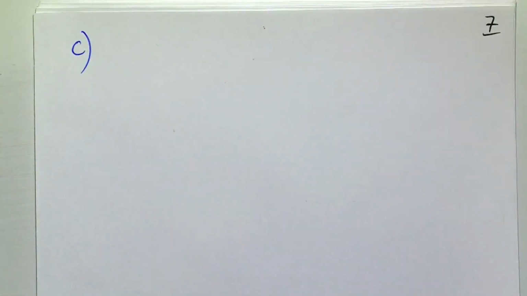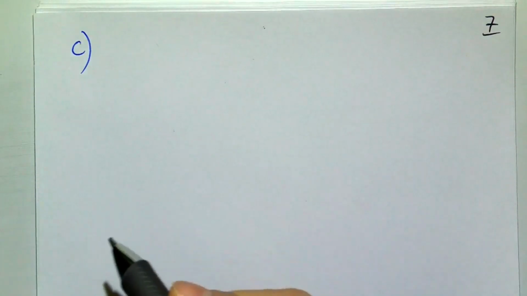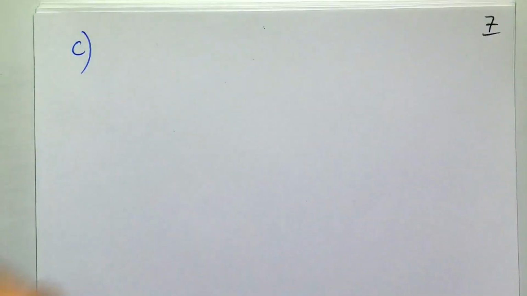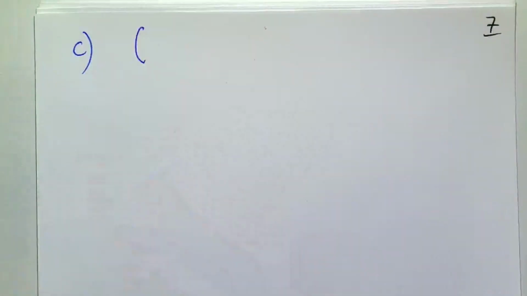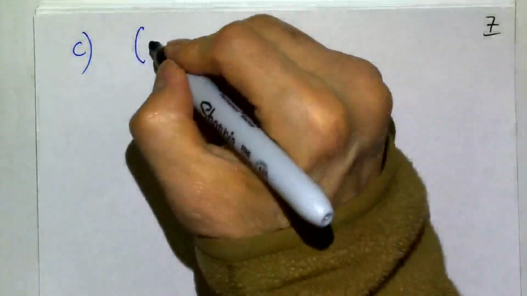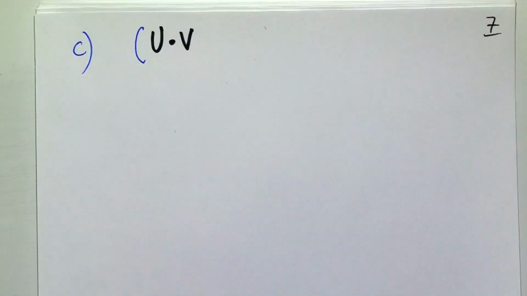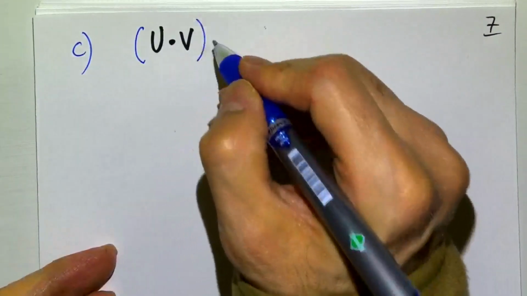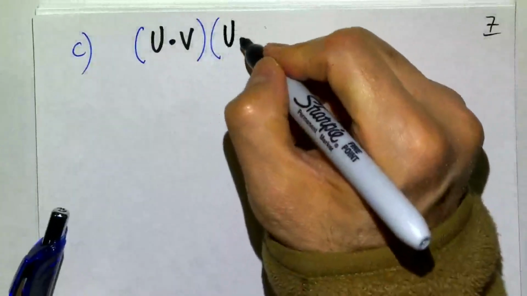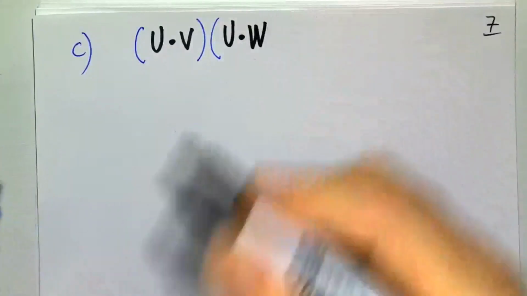And given the same vectors, I will write those again on the screen so we can look at them. So we want to calculate this result: u dot v, the dot product of those two vectors, multiplied by the dot product of vectors u and w.